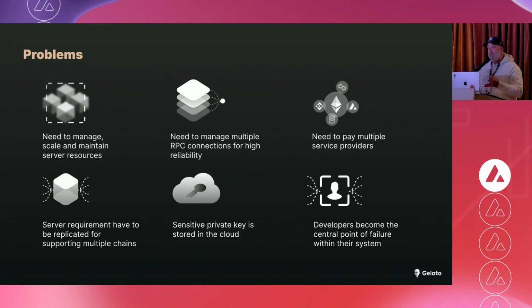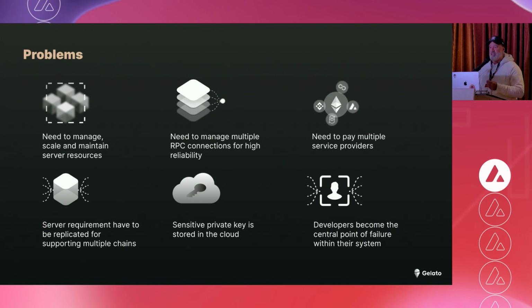And if you want 100% uptime, then you may need some different RPC endpoints. And if you want to deploy on different chains, then you will need to pay different service providers, and you will need to replicate your system in different networks. And you will need to store some sensitive private key in the cloud. And then you as a developer, and that is the main point, you become the central point of failure, because you are spreading your effort between infrastructure work and your custom logic.